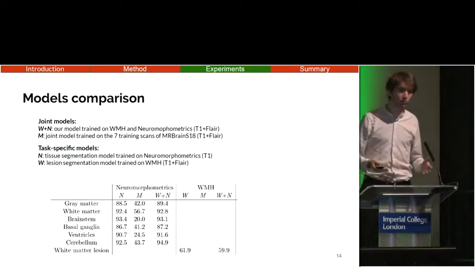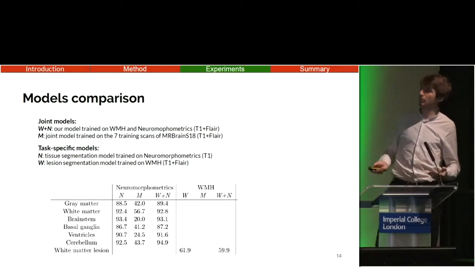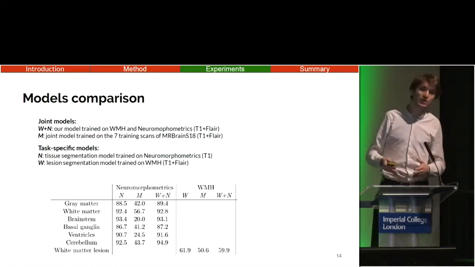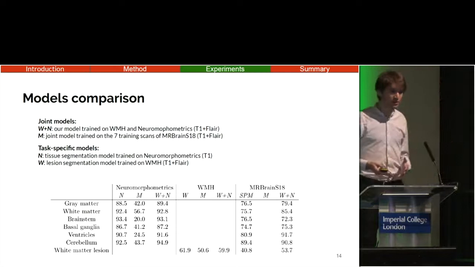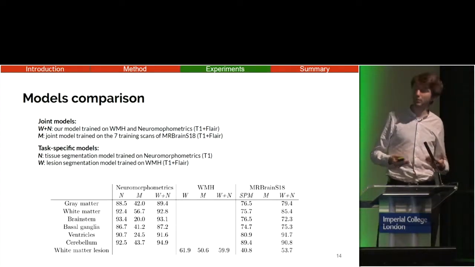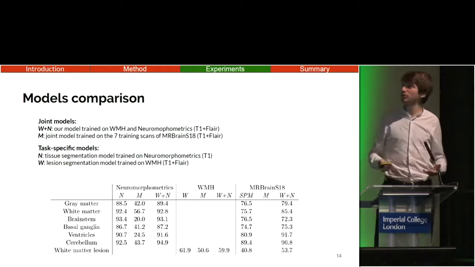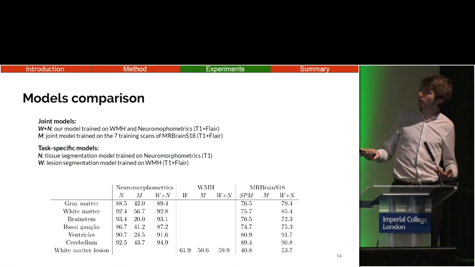We can do the same comparison on WMH, and again, we reach comparable performances between our model and the task-specific model. And again, the fully supervised model that is trained on the small dataset didn't reach this performance. Now, we also submitted our model to MRBrainS, because it is a challenge which allows us to compare our method with well-established methods such as SPM. And we can see that we outperform SPM, especially if you look at the white matter lesion, it's pretty clear.